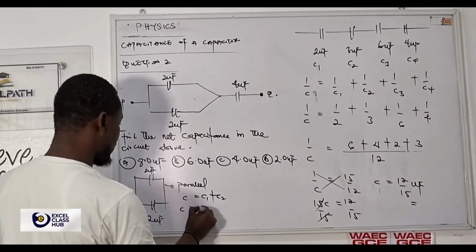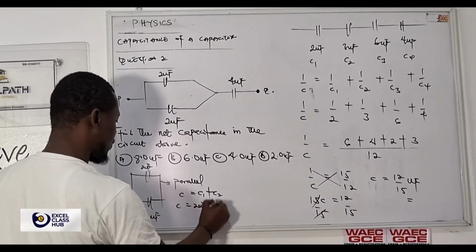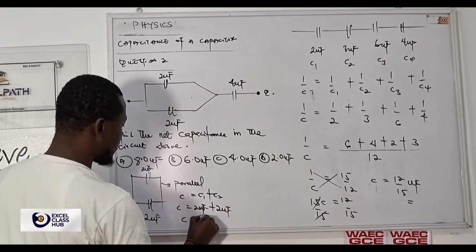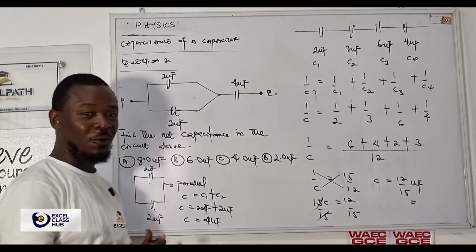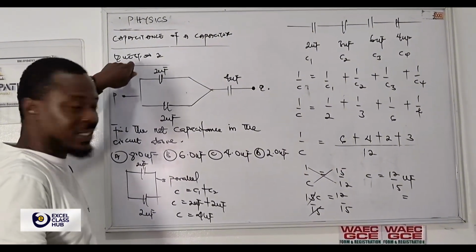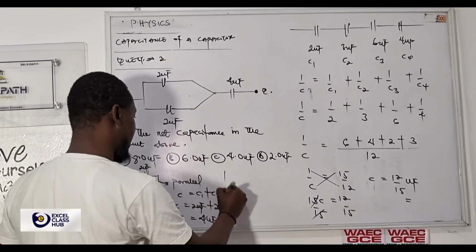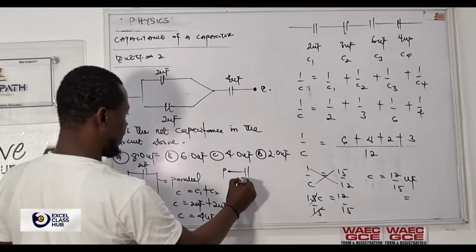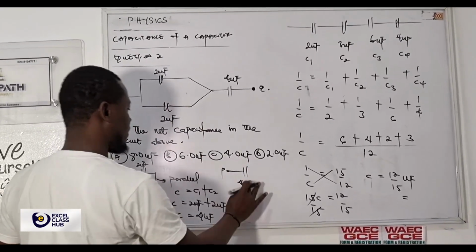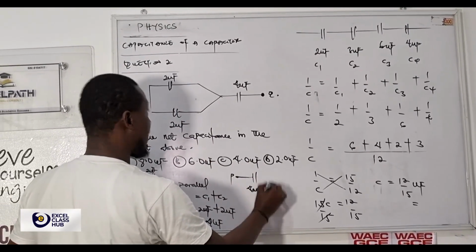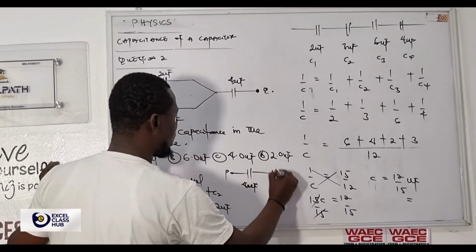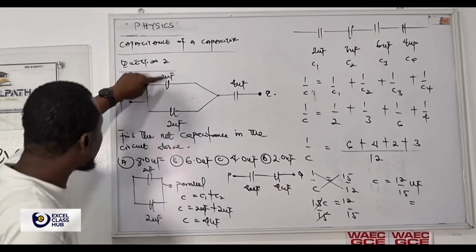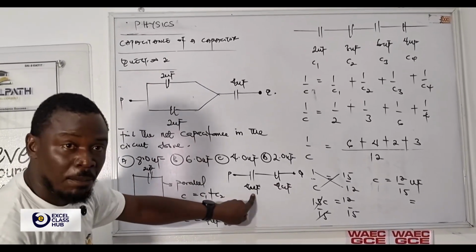So that means my C here should be 2 microfarad plus 2 microfarad. So my final answer there should be 4 microfarad. So when you resolve this, I can change this diagram back to P. You know, this one now turns to 4 microfarad. And the other one there, this is your Q, and this one you have 4 microfarad. You can see that I resolved this one, giving me 4 microfarad.